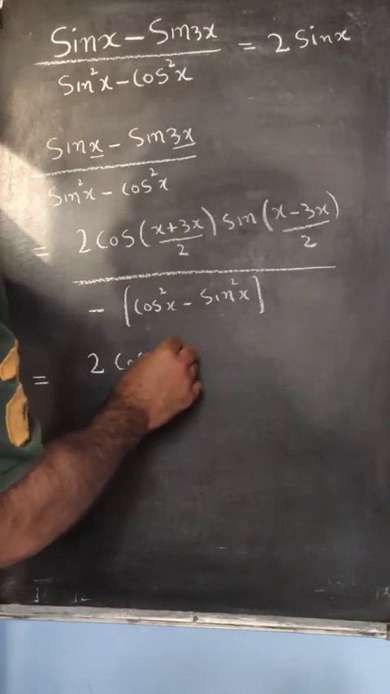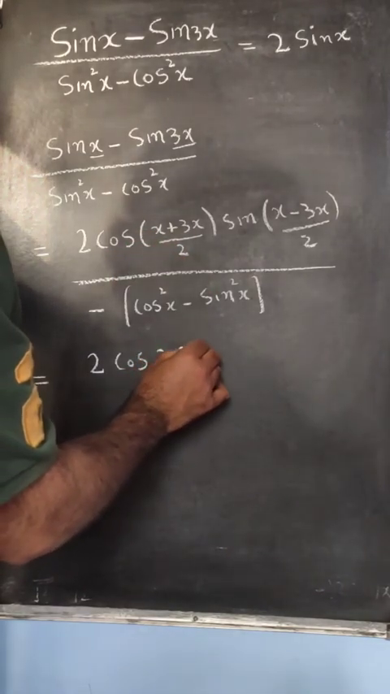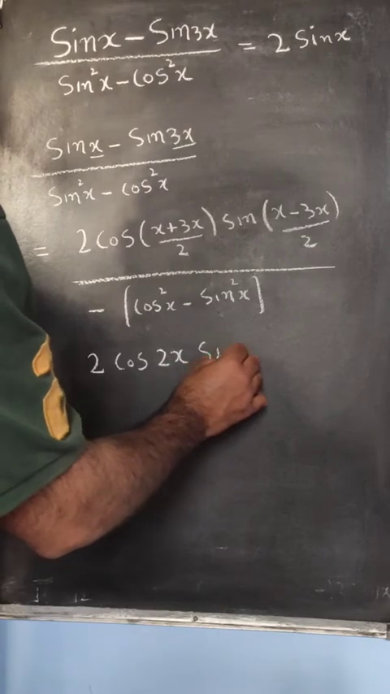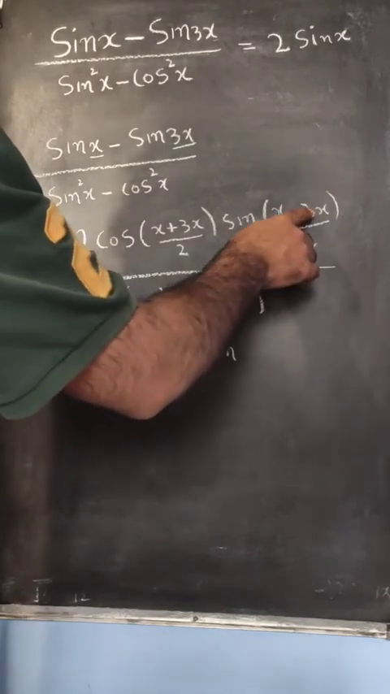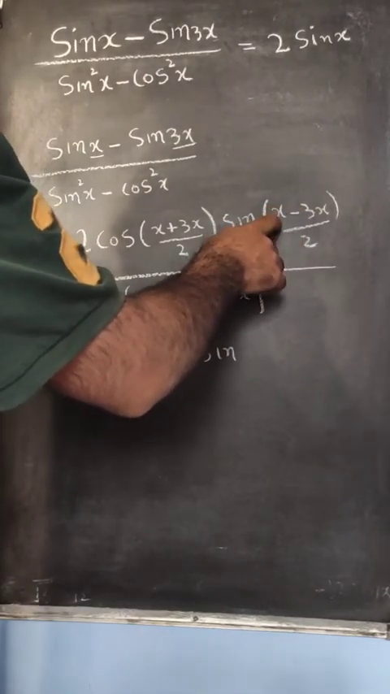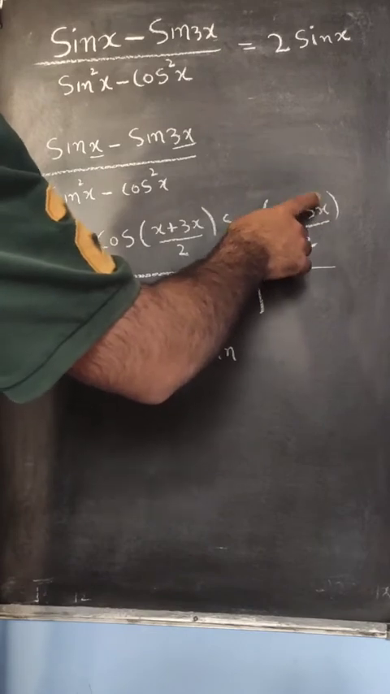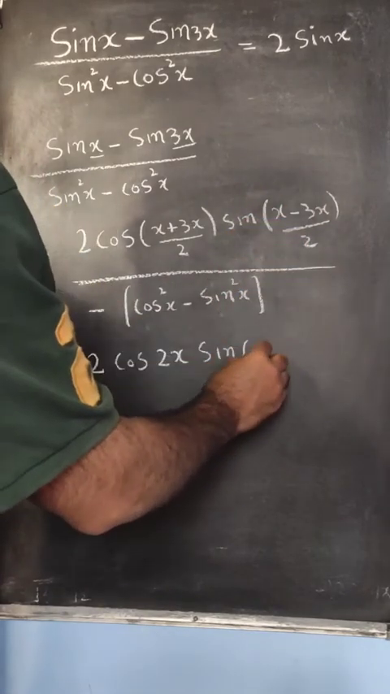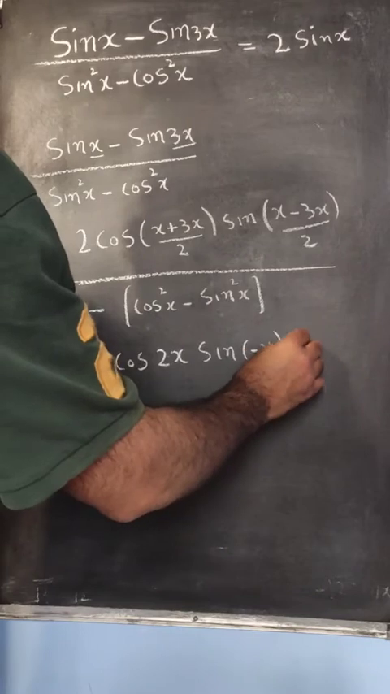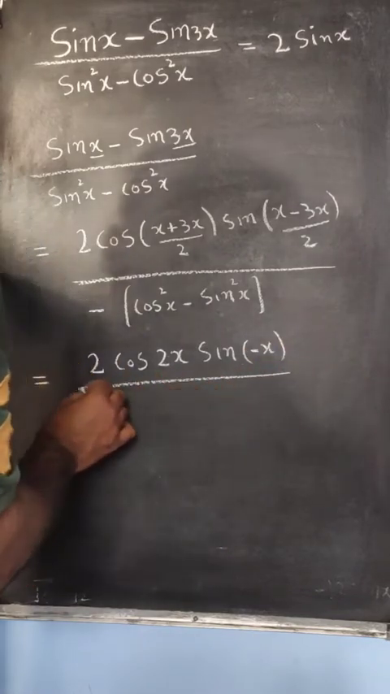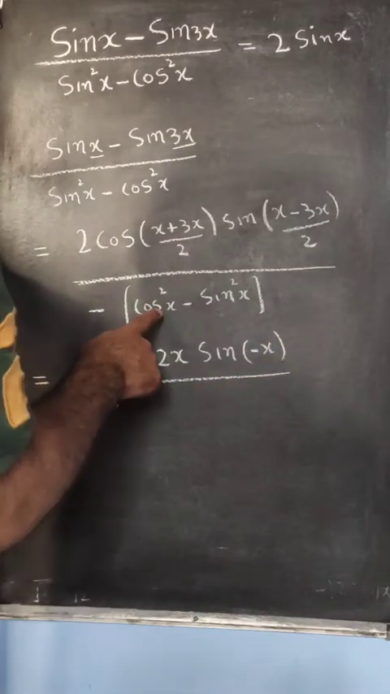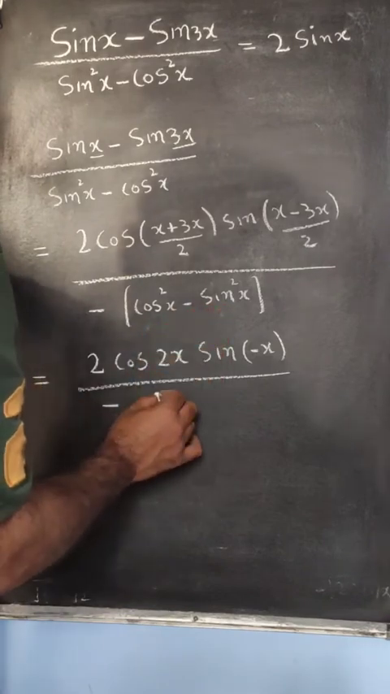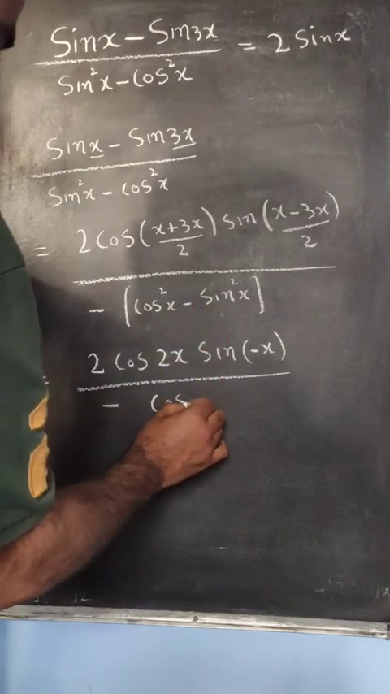4x divided by 2 is 2x. So it is twice cos 2x sine 3x plus x minus 3x, that is minus 2x. Minus 2x divided by 2 is minus x. So we get minus x divided by minus times cosine square x minus sine square x is cosine of 2x.